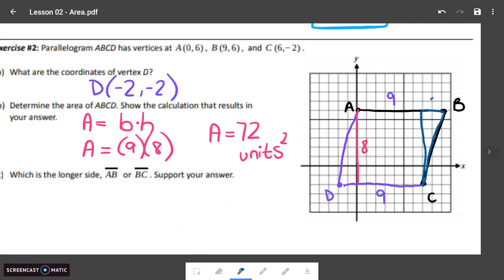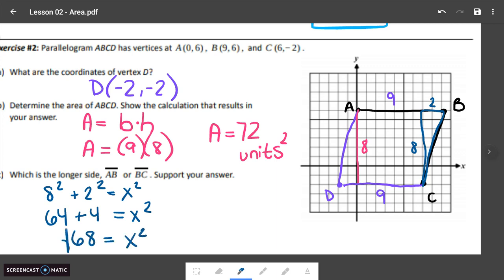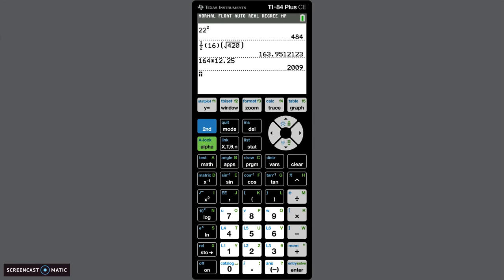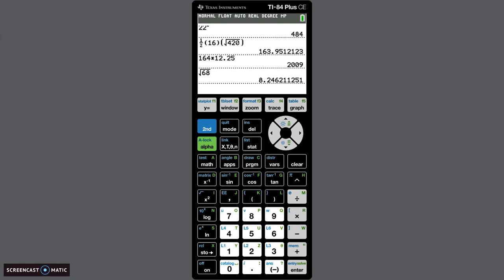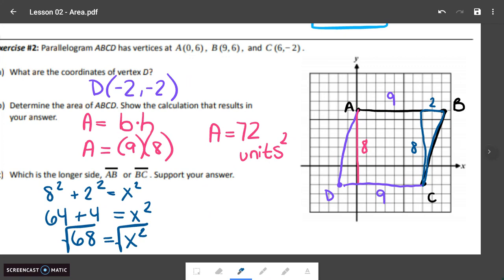And I can just do a quick distance formula to check, right? 8 squared plus 2 squared equals x squared. So I'm looking at 64 plus 4 equals x squared. 68 equals x squared. So I know this is going to become 8 and a decimal, but just to double check, square root of 68 is 8.24. So AB is bigger.